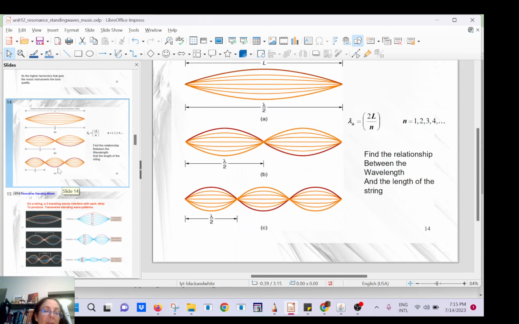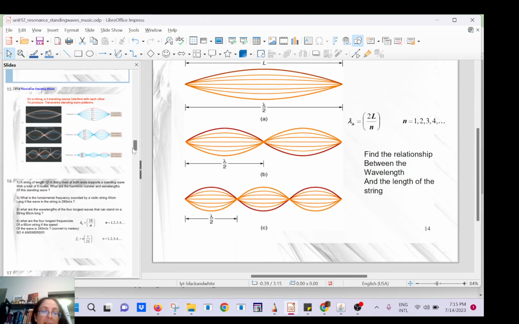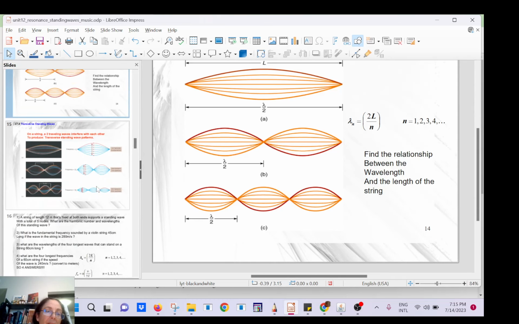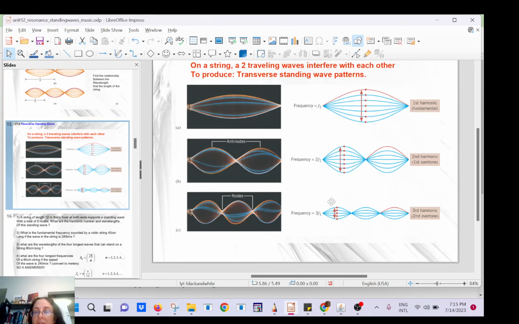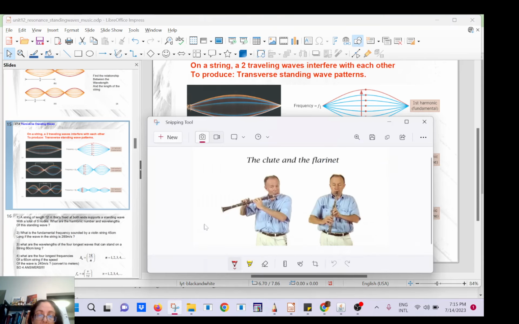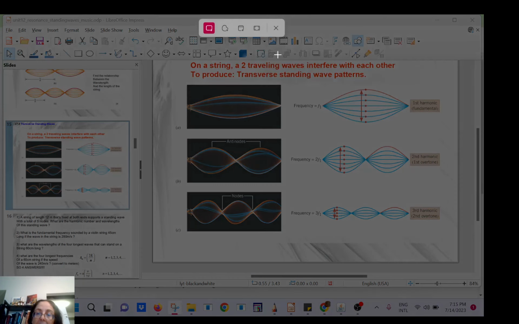Okay, let's find out the relationship. So you have a string, and the length of the string is given. It could be a violin or a guitar string, and you want to find out the relationship between the frequency and the harmonics number. So let's see if we can do that.